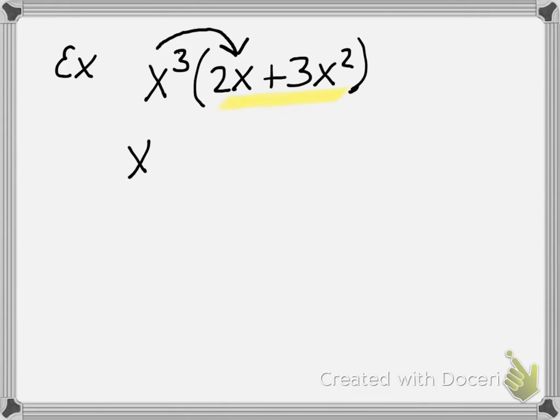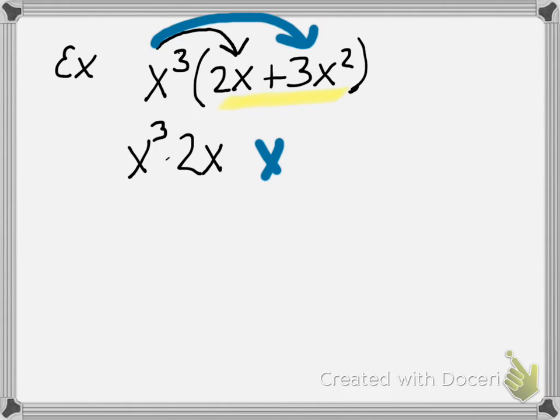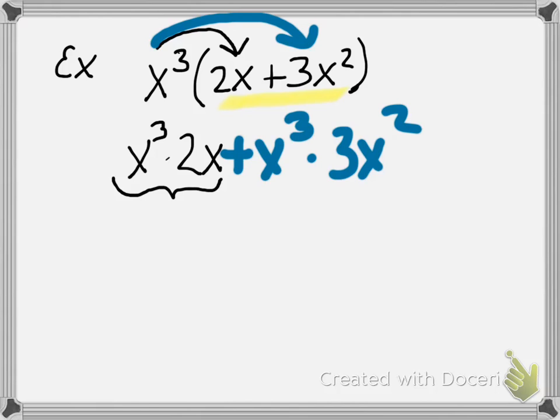So I can go x cubed times 2x, and then I can go x cubed times 3x squared, and there should be a plus in between there, excuse me. And then I can simplify it. I can see that these two can be multiplied together. I have 3 x's there, and this is really 1x. There's a little 1 in the corner. So this is, if I simplified it, 2x to the 4th.